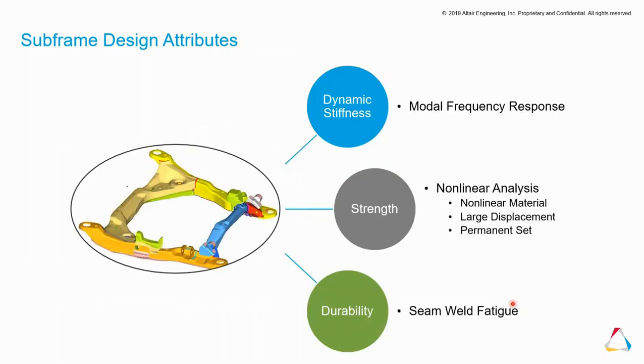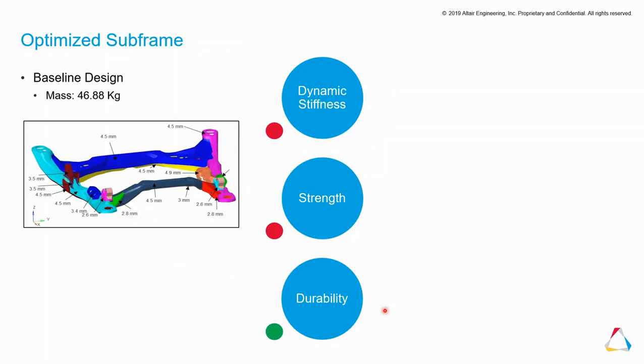So here's an example of the single model workflow where we looked at this subframe design, and we need to analyze and optimize it for dynamic stiffness, strength, as well as seam weld fatigue. Now, typically these are run using separate solvers. Also, there are different groups that run these models. They also work on different models. Now, with the single model workflow, I can build just a single model and run all these as separate subcases inside of OptiStruct. So we do a baseline check of the design, and you can see based on certain targets, the design failed for dynamic stiffness and strength, but it passed for durability.